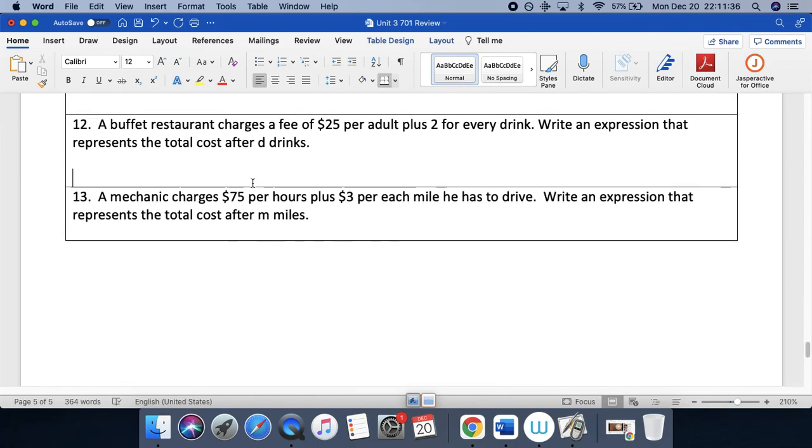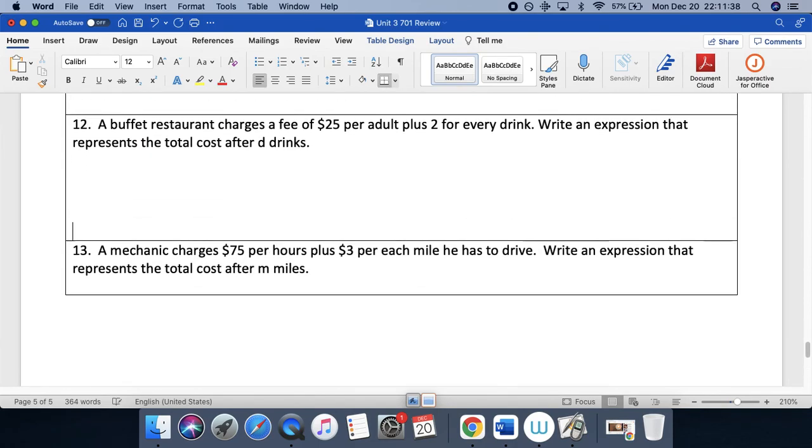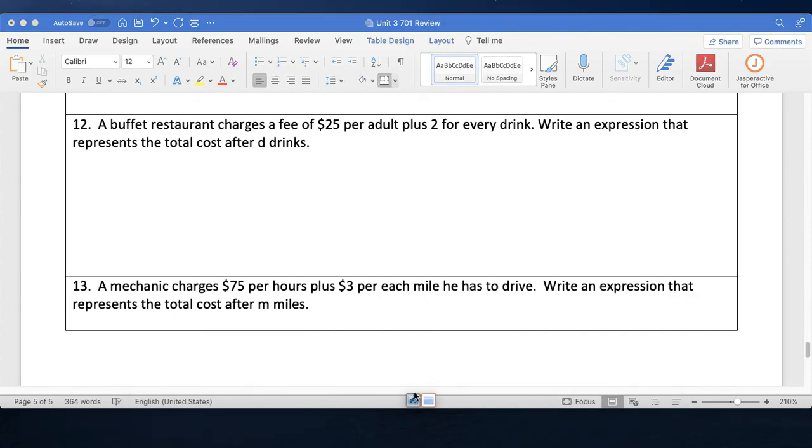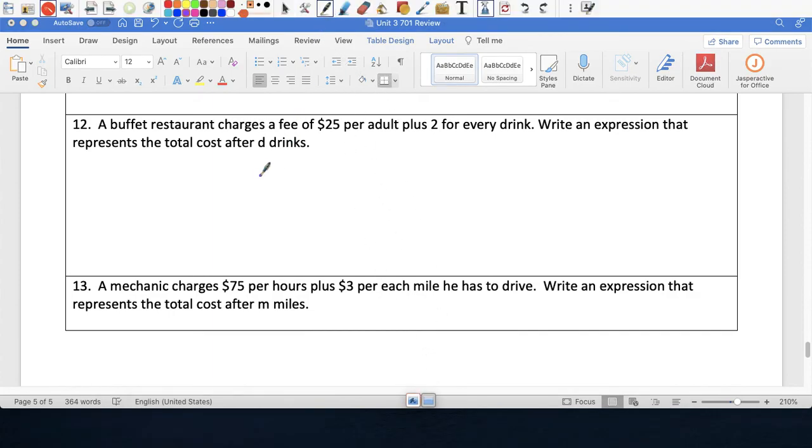Okay, so a buffet restaurant, an all-you-can-eat restaurant, charges $25 per adult and then $2 for every drink. Let's think about that. $25 plus 2 for every drink. And there's your expression: 25 plus 2 times D.